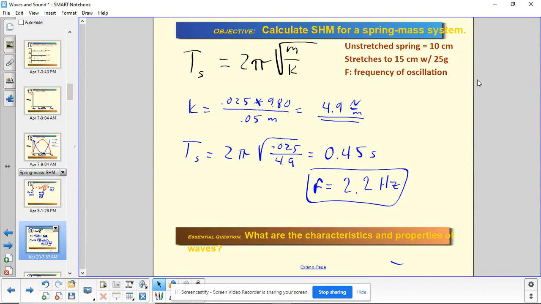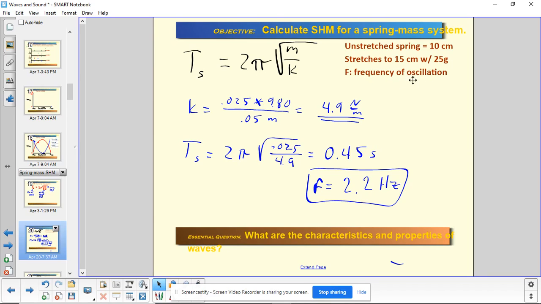So here we're going to use this equation. The problem is that when the spring is unstretched, when it's just relaxed, it's 10 centimeters long. And then it stretches to 15 centimeters long when you hang a 25 gram weight on it. So that means that the degree of the stretch is 5 centimeters. It went from 10 centimeters to 15 centimeters, so the change in the length is 5 centimeters in this particular case. That's a little ambiguous, so that's why I point that out. That's when we hang 25 grams on it.